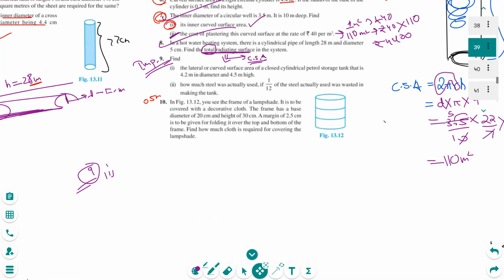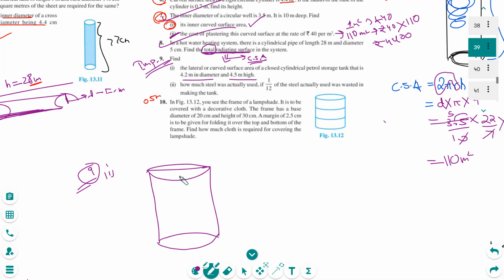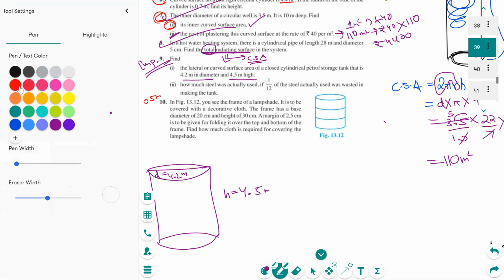So question number 9. The lateral or curved surface area of a closed cylindrical petrol storage tank that is this much in diameter and this is the height. So I have a closed cylindrical storage tank for petrol and the diameter is this. Do I need to find the radius? No, brother. Why don't I need to find it?